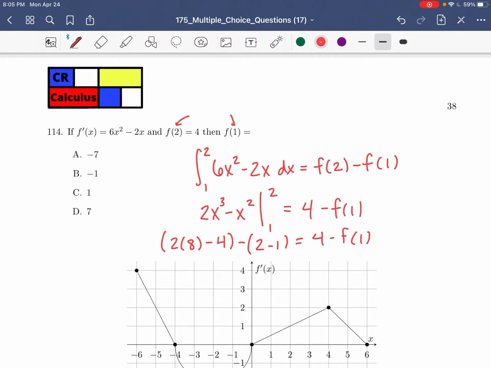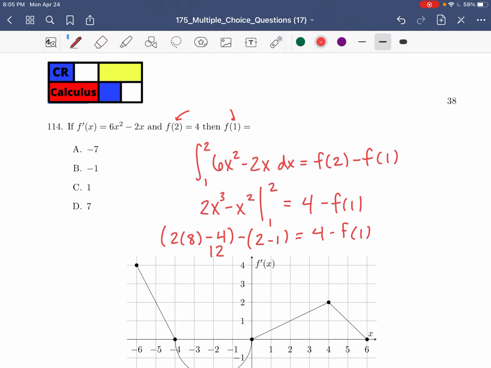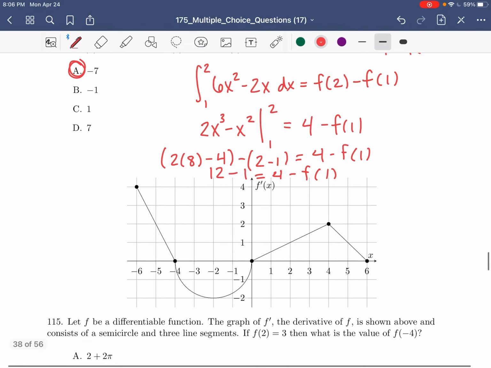So if I keep simplifying this, 2 times 8 is 16, minus 4 is going to give me 12, minus 1 equals 4 minus f of 1. So 11 equals 4 minus f of 1. 7 equals negative f of 1. So negative 7 equals f of 1. A should be your answer.